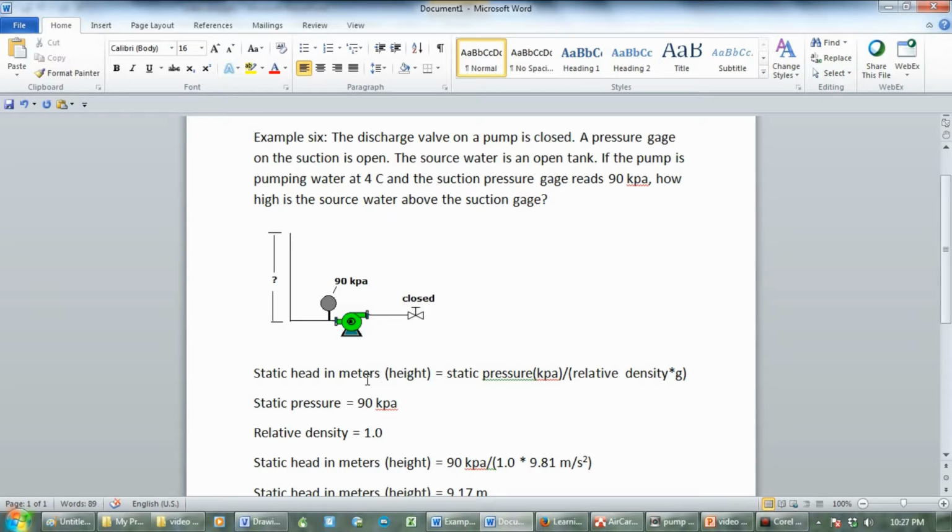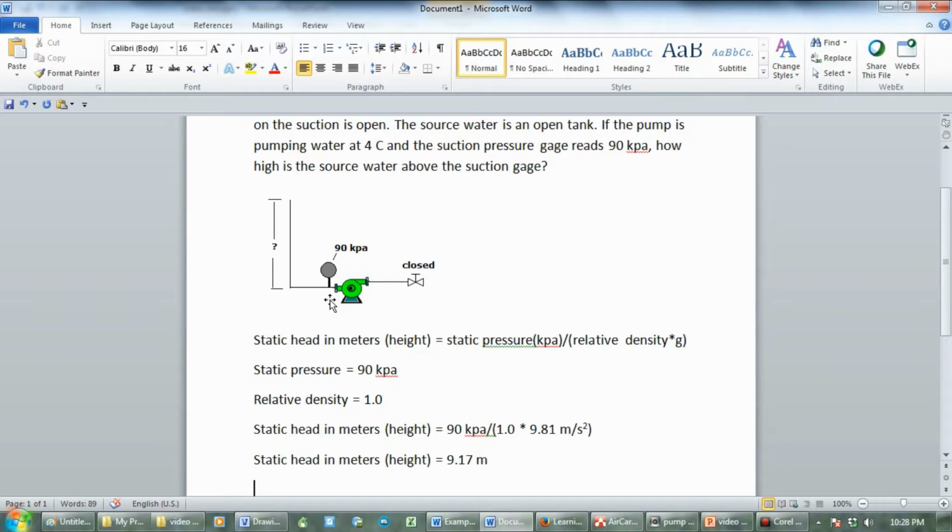So we are looking for the height of the column of water at 4 degrees C that'll give us a pressure on the suction side of the pump of 90 kPa, static pressure of 90 kPa. So our formula is our static head in meters, which is the height of the column of water, equals our static pressure in kPa divided by the relative density of the water times g. So our static pressure is 90 kPa. We know because it's water at 4 degrees C, our relative density is 1.